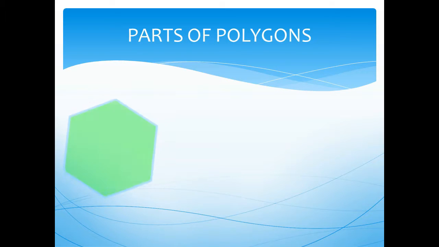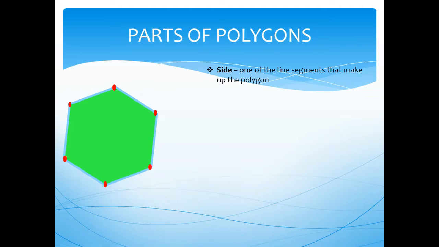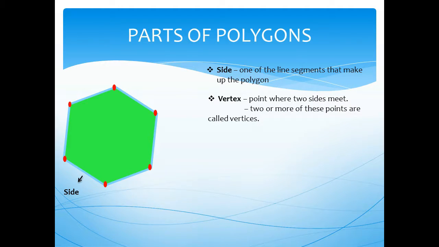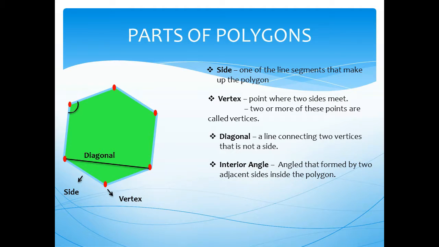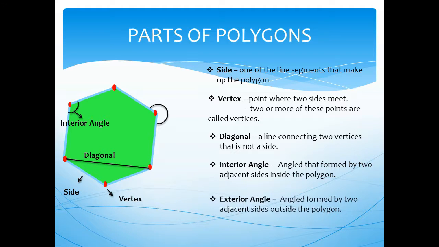Parts of polygons. We have the side, which means one of the line segments that make up the polygon. We have the vertex, the point where two sides meet. Two or more of these points are called vertices. Diagonal, a line connecting two vertices that is not a side. Interior angle, an angle formed by two adjacent sides inside the polygon. We have the exterior angle, an angle formed by two adjacent sides outside the polygon.